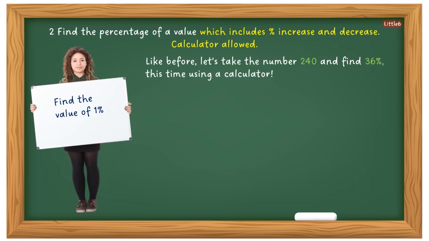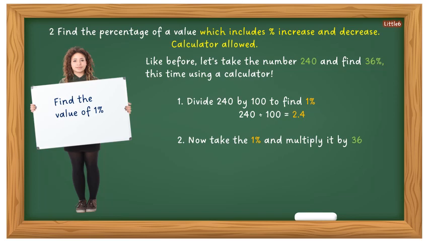Like before, take the number 240 and find 36%, this time using a calculator. Couldn't be simpler. You divide the 240 by 100 to find 1%. And if you remember from your chunking, 1% had a value of 2.4. So you can see it confirms that chunking works. So 240 divided by 100 is 2.4.